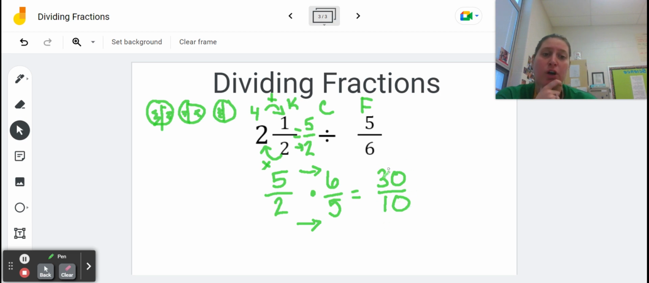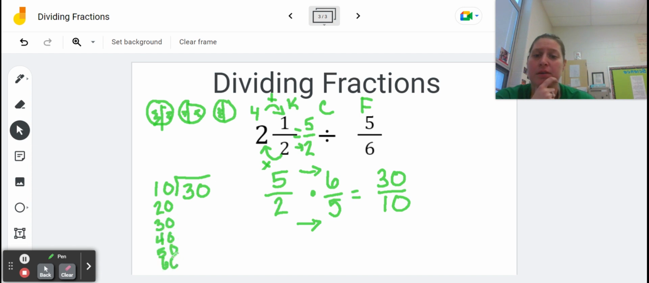So I have a larger number on top than I do on the bottom. That means I have an improper fraction, and I need to simplify this. So I can say 30 divided by 10. If I need to do the division, I can do it over here. So I'm going to figure out how many 10s go into 30. So if I need to write down my multiples, I can. I'm going to run out of room, but I already have a 30. I have 1, 2, 3, so it's 3 times.